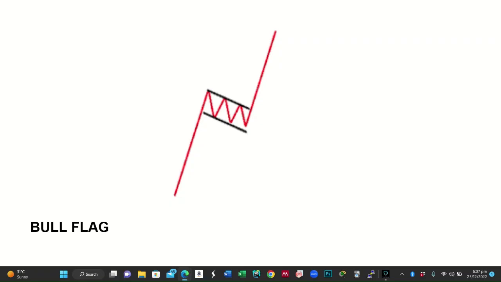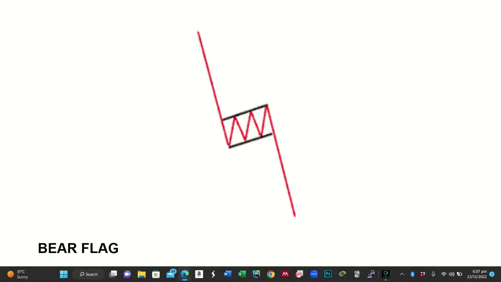So when you see a bull flag, it's a type of entry that you can use to take a bullish movement. So this is how a bull flag looks like. Bear flag. Bear flag is just the opposite of bull flag. It is mainly used to catch an entry in a bearish market. So this is how the bear flag looks like.